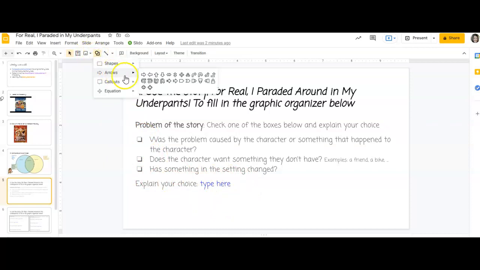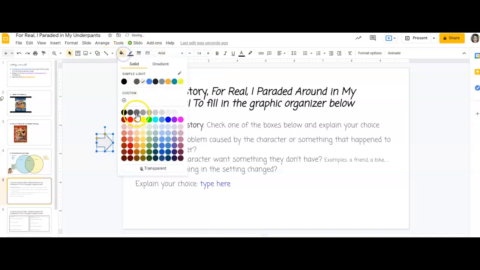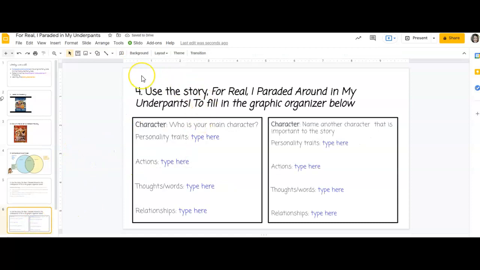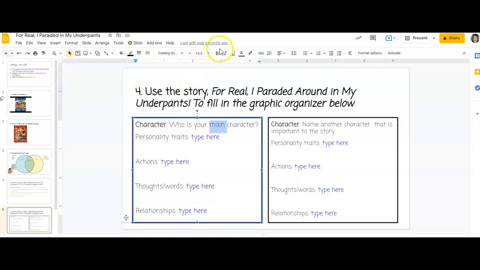Let me add a little arrow here for you or something that you can drag and drop to the one that you're choosing. The rest of the story elements, obviously characters, setting, and plot. So we're going to think about our characters now. Who is the main character?